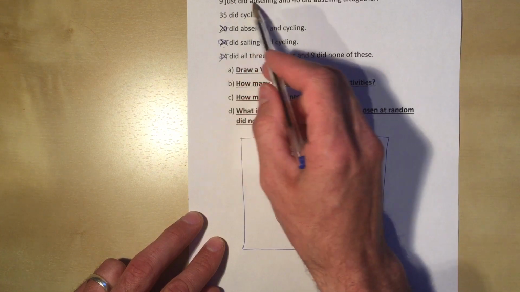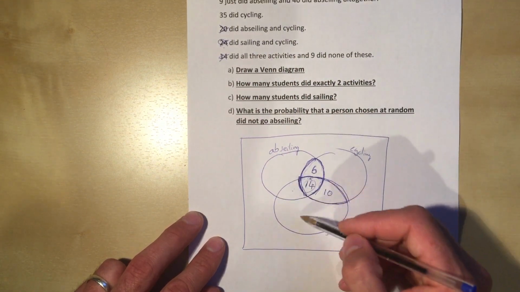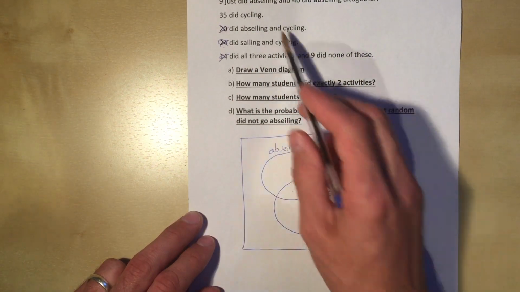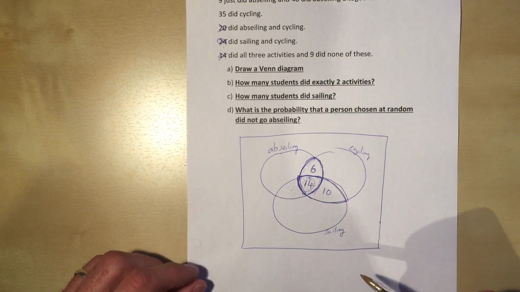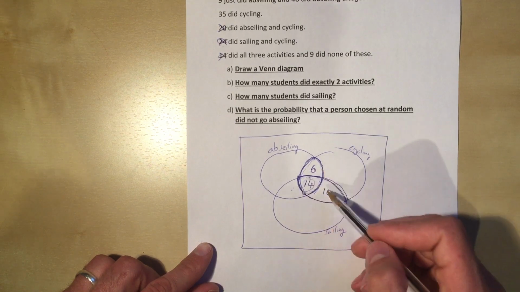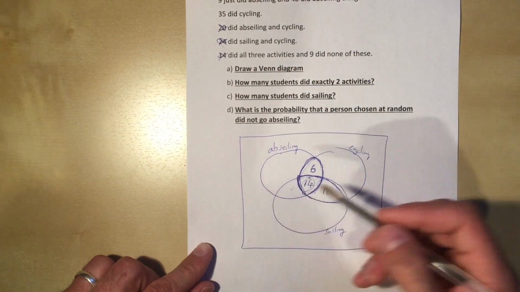35 students did cycling, 9 did just abseiling. So the bit that we'd like to fill in now is this bit, the abseiling and sailing bit. But if we read the information that we've got left, we don't have enough information to fill in that most overlapping bit. That's why it's a rule of thumb. That's why it's not a hard and fast mathematical rule. It's helpful to start with the most overlapping part and work outwards. But sometimes the information that's given you in the question just doesn't work like that.